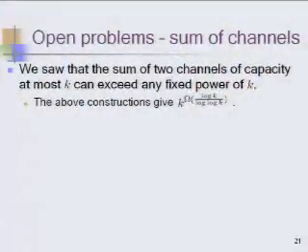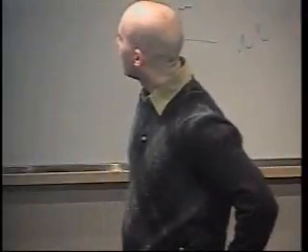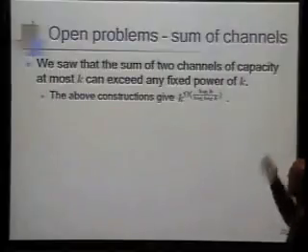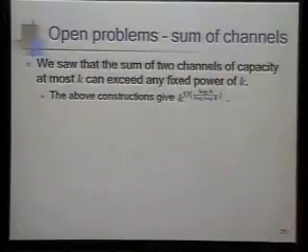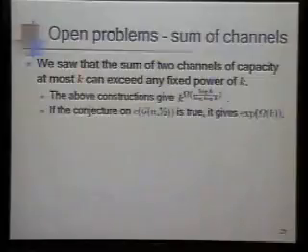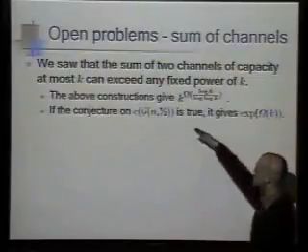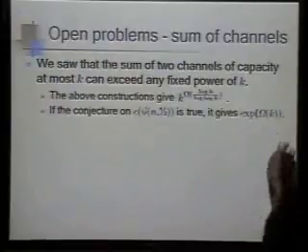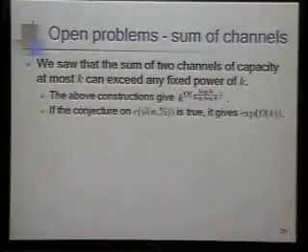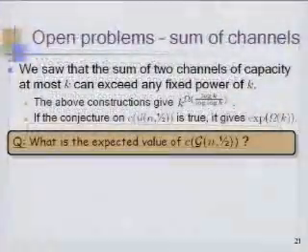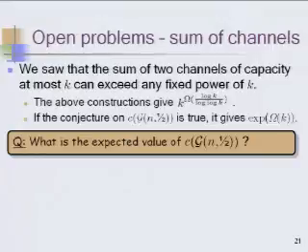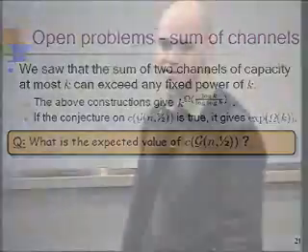Okay, so some open problems. We sum up this part. So we saw that the sum of two channels of capacity k can exceed any fixed power of k. Okay, and if the conjecture is true, you can get all the way to e to the Omega of k. Before, you can get to k to the log over log log. We had this jump from log n to square root n. And you can ask two questions. First, what is this expected value?